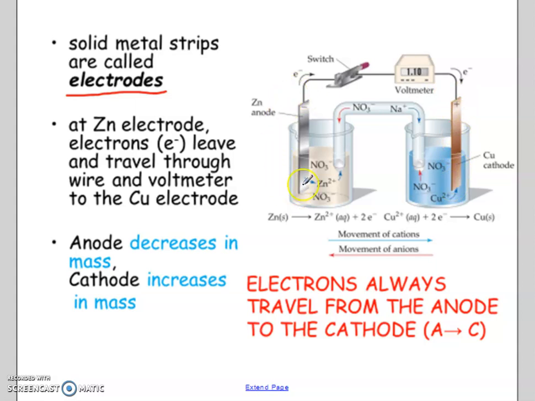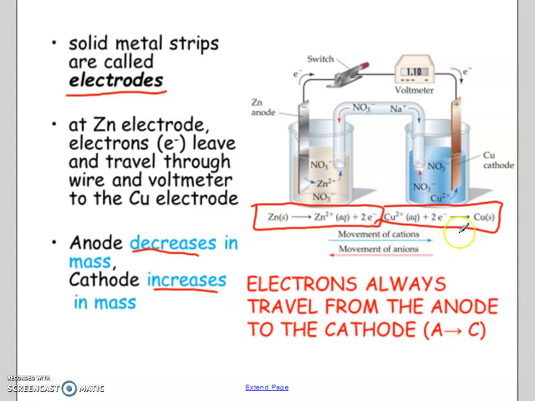Your anode will typically decrease in mass. Always look at the reaction to confirm what is happening. And the cathode will typically increase in mass. Again, you look at the half cell reaction in order to determine that. The electrons will leave from the anode where they are lost, and they travel through our wire to the cathode where they are then gained. So the flow of electrons is always from the anode to the cathode. Think of it as from A to C.